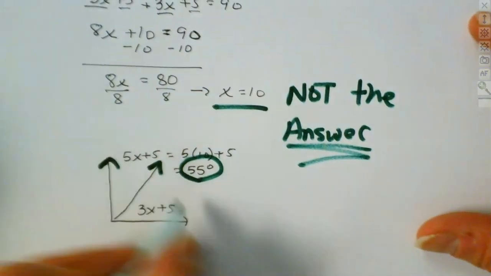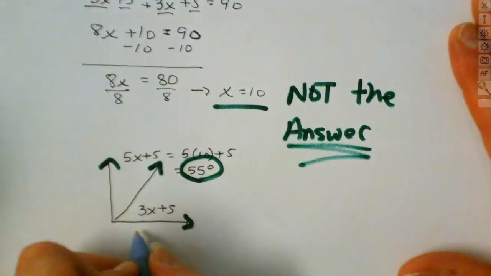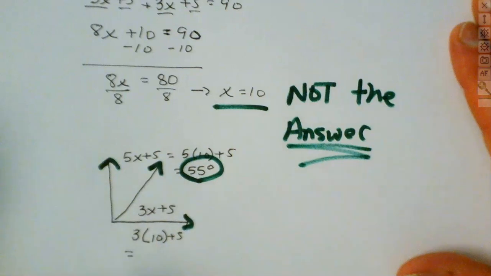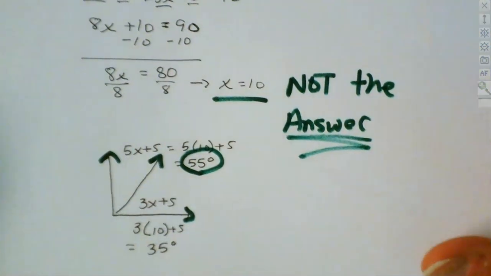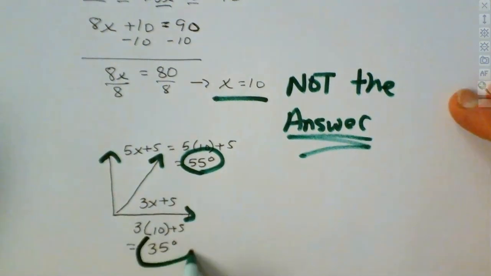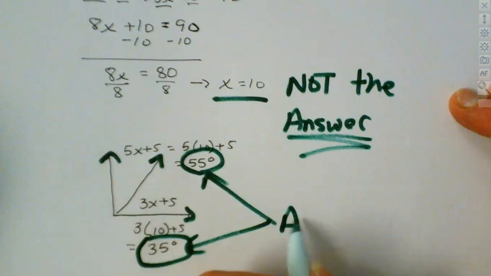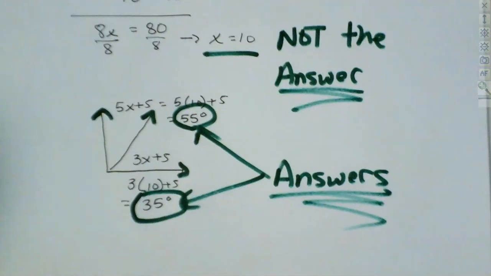Okay, so that's one of them. What about the other one? Okay, that's going to be 3 times 10 plus 5. That gives you 35 degrees. These are the answers. Those are the answers.